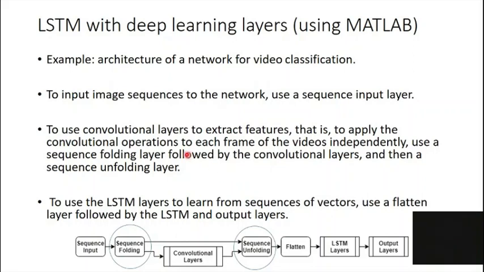You also have the situation when you have applications such as video classification. So this is you input the sequence, you do the folding, you extract the features using the convolutional layers, you unfold, you flatten the network, pass it through the LSTM layers, one or many, and you get the output for videos. This is a slightly complicated version. We will have a look at this in detail in the next few classes.